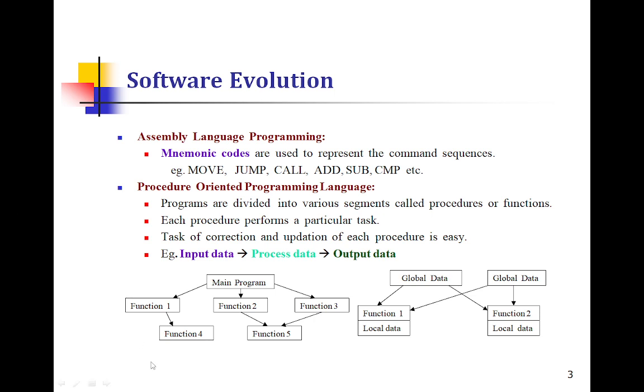In this diagram you can see there is a main program, and we can have a number of functions within the main program. From one function it can call another function, or from the main program we can call any function available in the program. In the next diagram you can see there is global data as well as local data within the functions. Global data means public data, which can be accessed from any function within the class or any place. If it is local data, we can access it only within that function. Outside the function it is not possible to access the data.